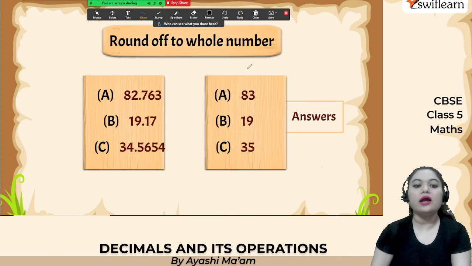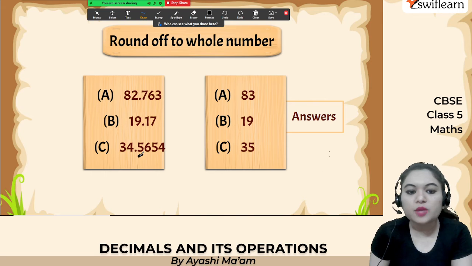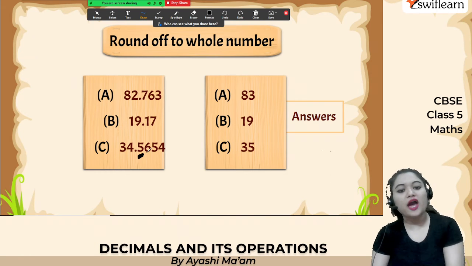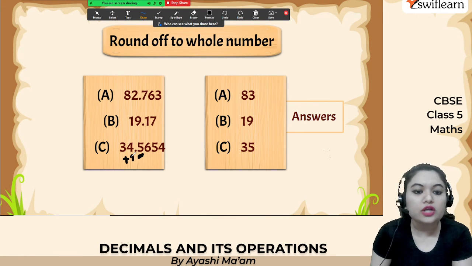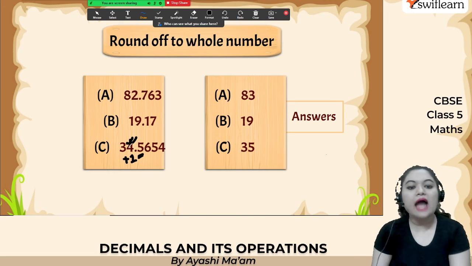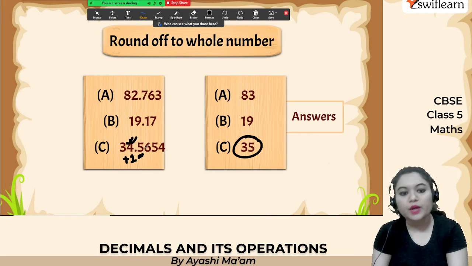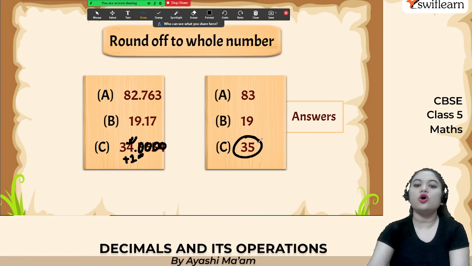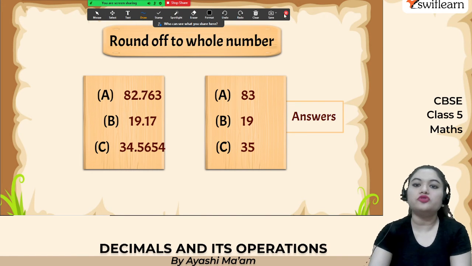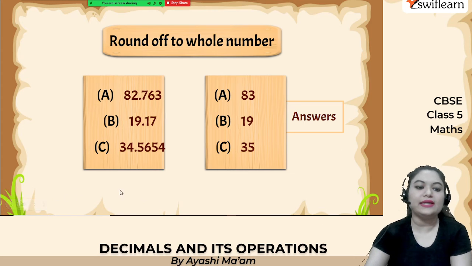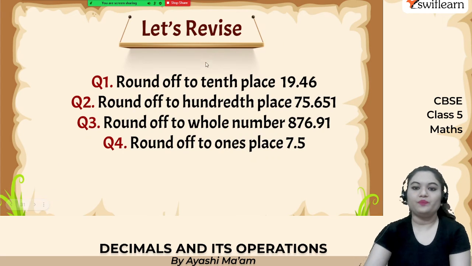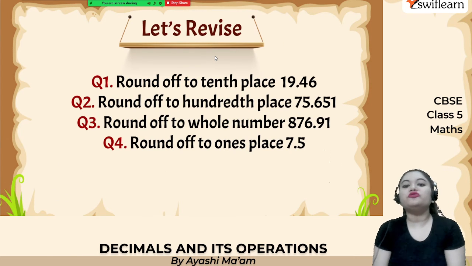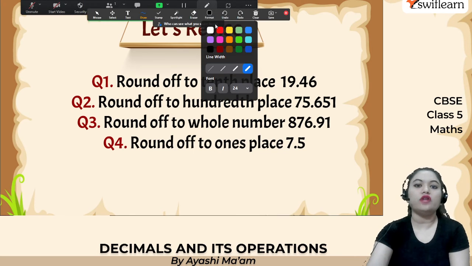Okay, coming to the third type of problem. After the decimal point, we have 5, which is equal to 5. Therefore, we will do a plus 1 to this 4, and this 34 plus 1 will become 35. And after the decimal point, all these digits will become 0. Therefore, our rounded off to whole number will be 35. Okay, so we did round off to 10th place, we did round off to 100th place.